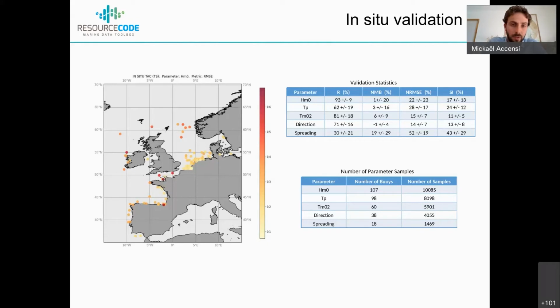And so to give you an illustration, on the map on the left, you can see the location of all the buoys we have used from the CMEMS Institute TAC for comparison. And here the colors are representing the root mean square error for the significant wave height. And so as you can see, the error is around 20 centimeters on average, which is a very good score.